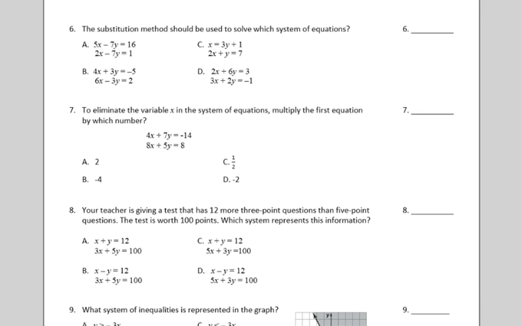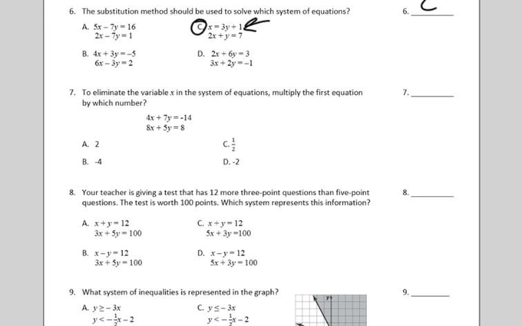Number 6 in the back. The substitution method can be used to solve for which system of equations? Substitution is good when you have a variable already by itself. So the only one that is C, where x is by itself. I wouldn't use substitution for any of the others, because I'd have to do some work first.